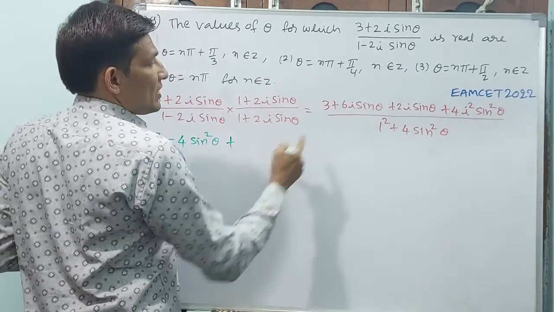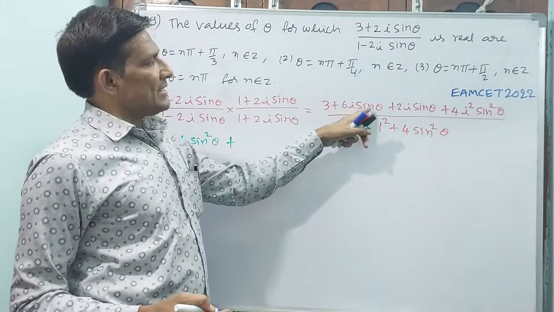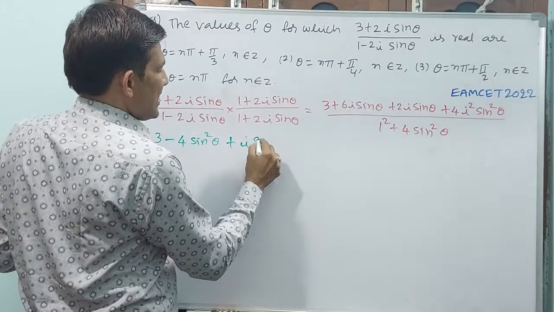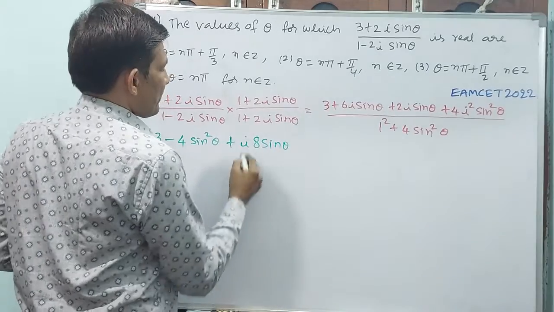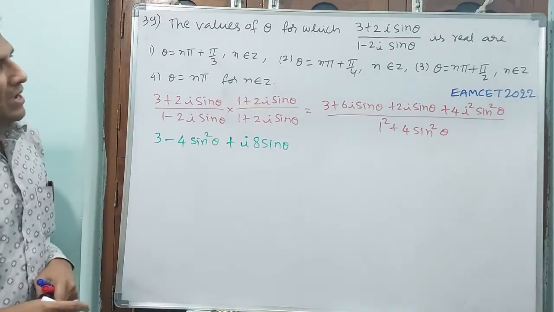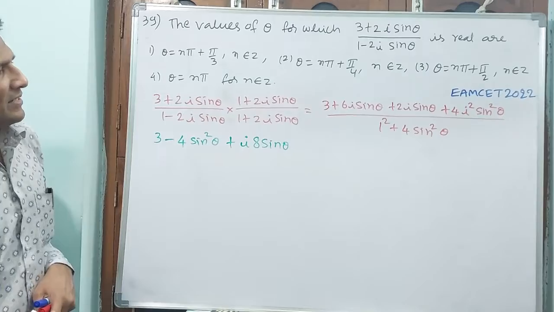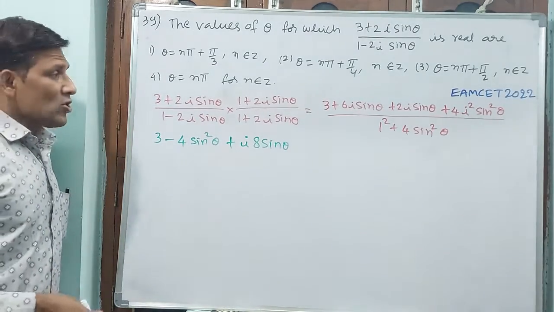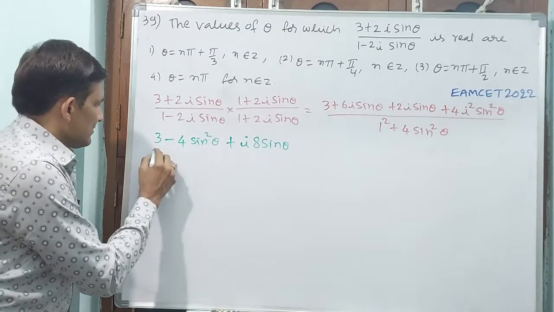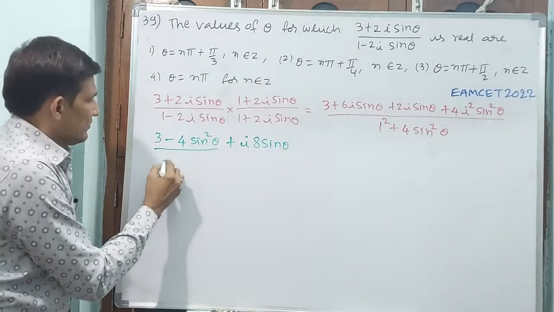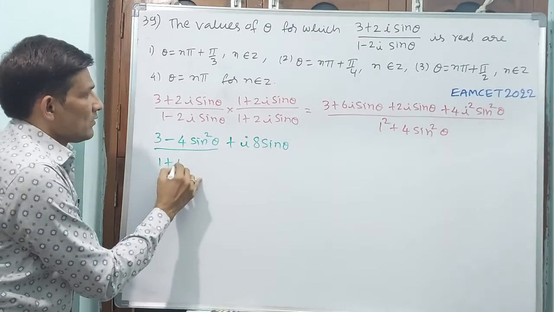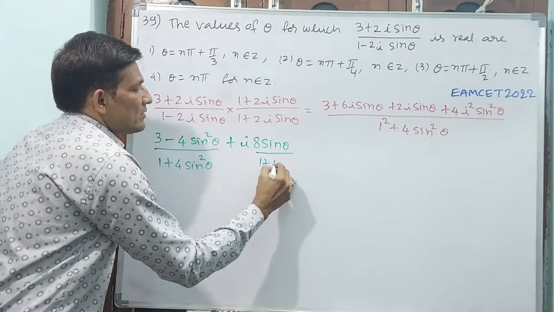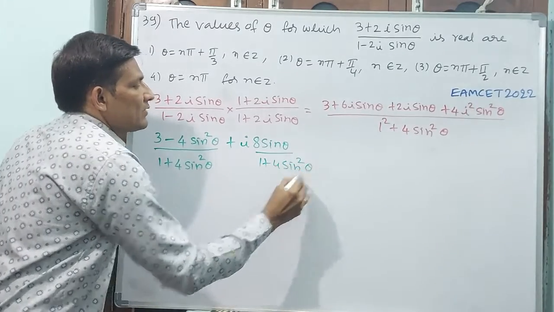Plus, see, both are 6i sin theta, 2i sin theta. Shall I write 8i sin theta or i times 8 sin theta? Is it okay? i 8 sin theta. 2 plus 6, 8 sin theta. Okay? See, the denominator now you segregate: 1 plus 4 sin square theta, 1 plus 4 sin square theta, like that you write.